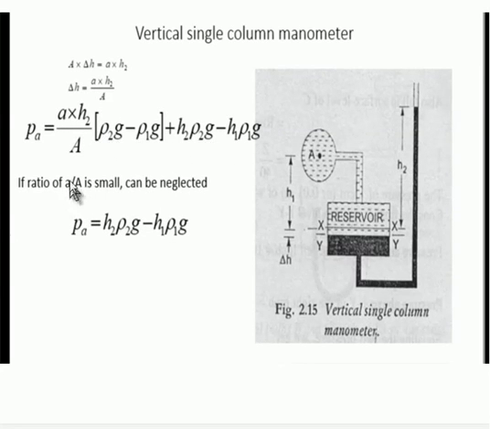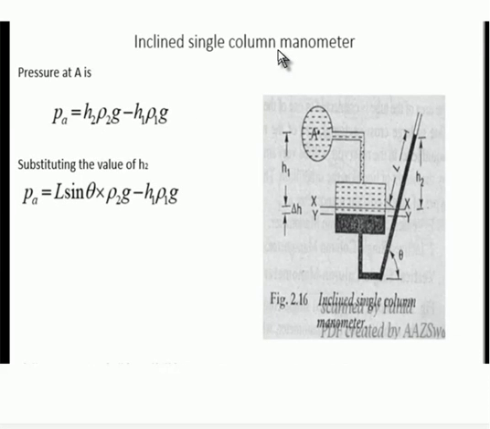If the ratio of a by A is small, it can be neglected. Then it becomes H2 rho 2 g minus H1 rho 1 g. So this is the equation to find the pressure at point A using the vertical single column manometer.